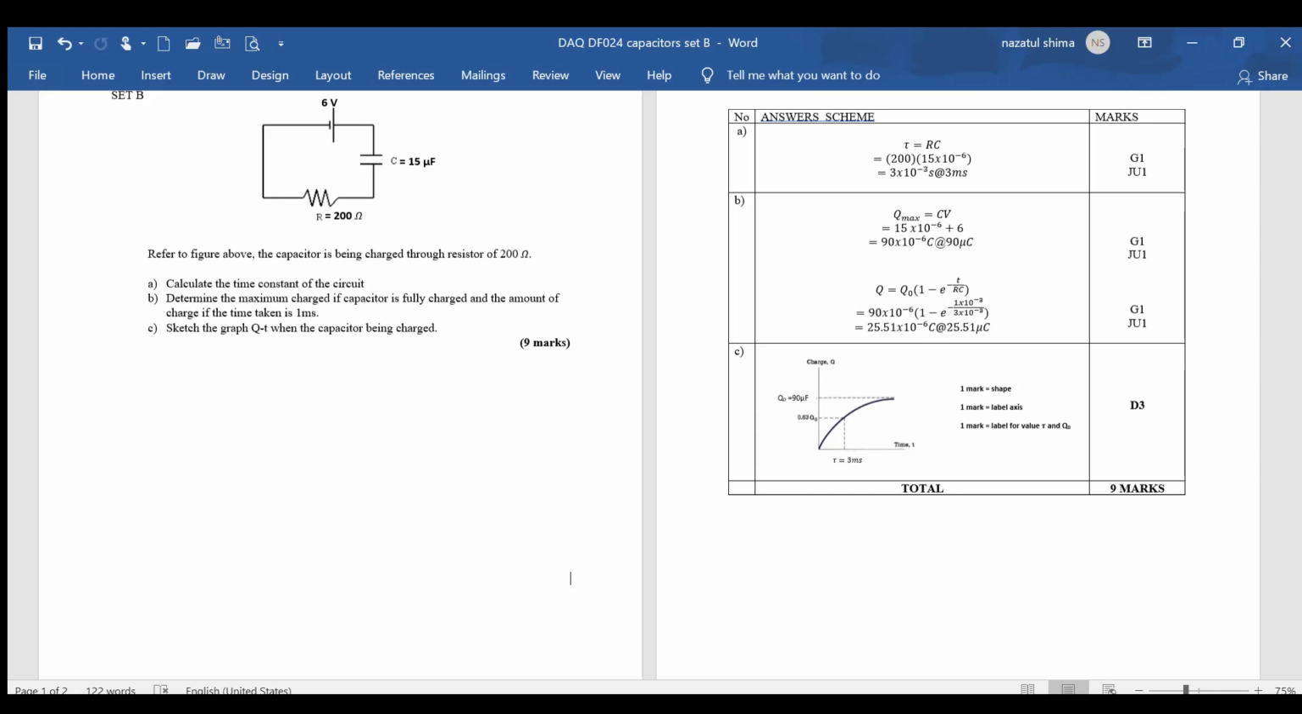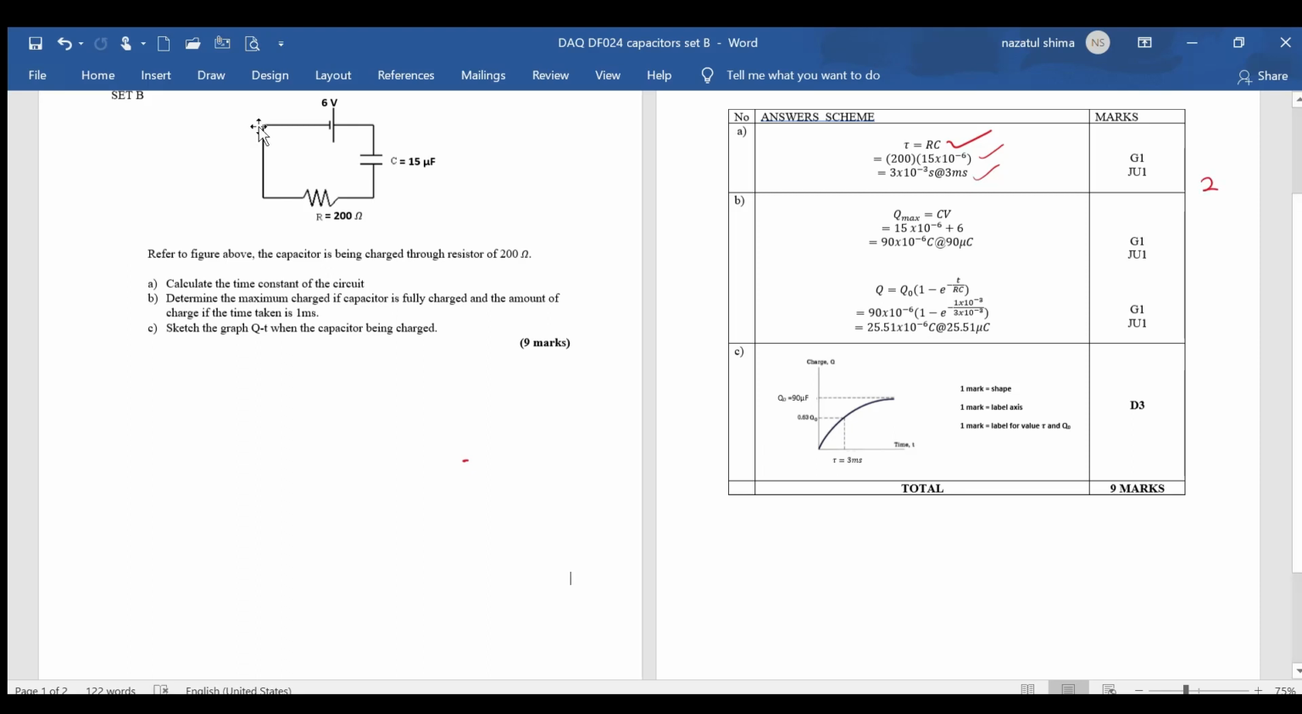Okay, A, calculate the time constant. So the formula time constant is tau is equal to RC. And then we substitute the value of R 200 and C is a 15 times 10 negative 6. So this is 1 mark for substitution. And the answer 3 times 10 negative 3 or 3 milliseconds. So this answer with unit 1 mark. So 2 marks for A.